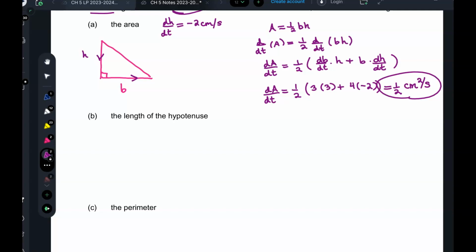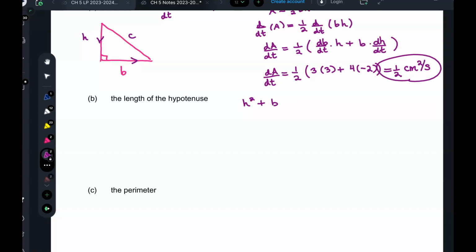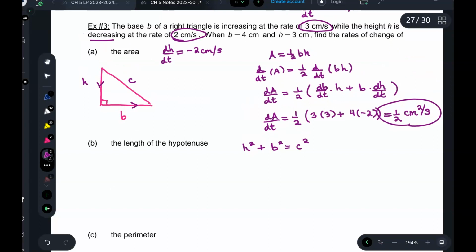Next we want to look at the hypotenuse. So, a squared plus b squared equals c squared. Do you want to use h, b, and c? It doesn't matter. It's the same triangle, the same rates of change, but how are h, b, and c related? h squared plus b squared equals c squared. Remember how we started out the last problem? I said, what's the area formula? We want to take it step by step and come up with the formula.